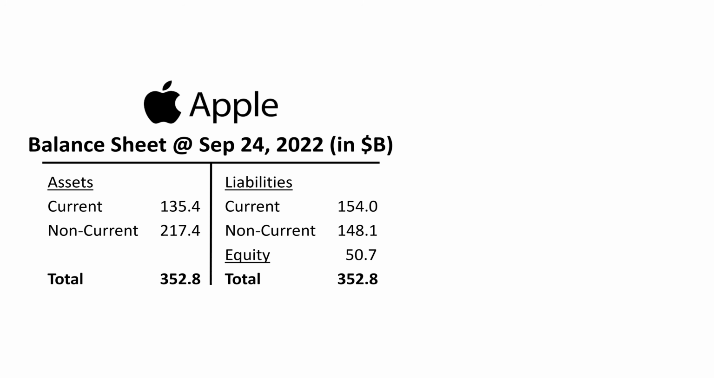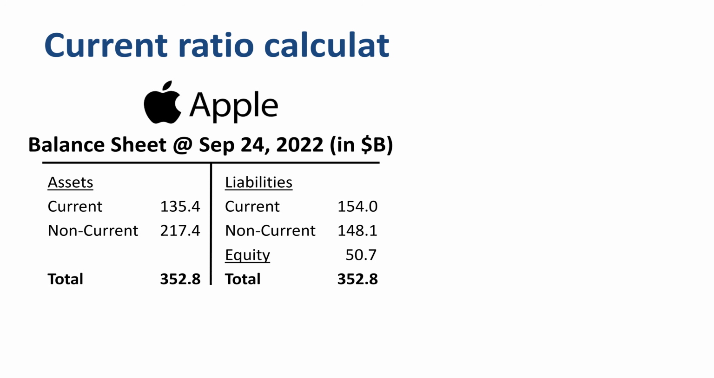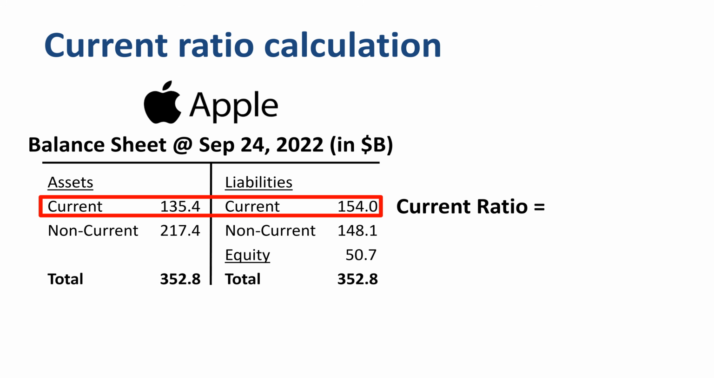First one, a liquidity ratio called the current ratio, which is calculated by dividing current assets by current liabilities. $135.4 billion divided by $154 billion. Outcome, a current ratio of 0.9. What does that tell us?